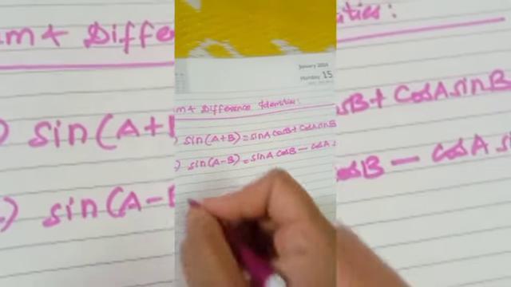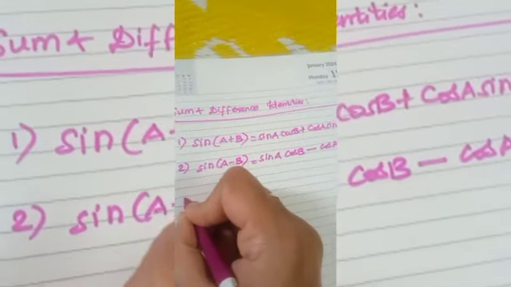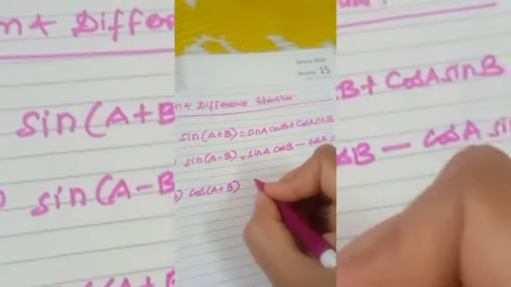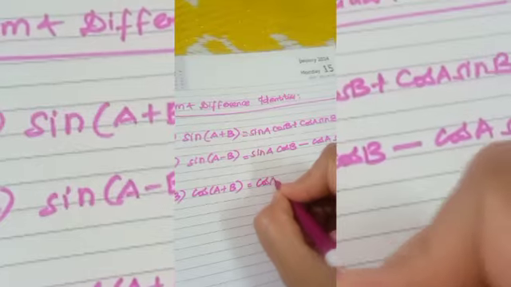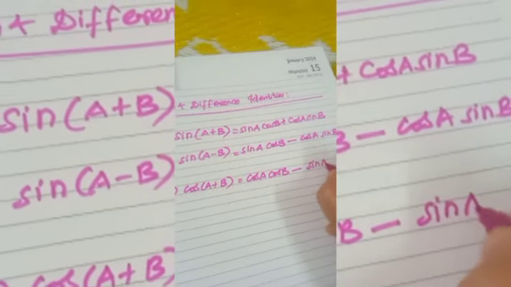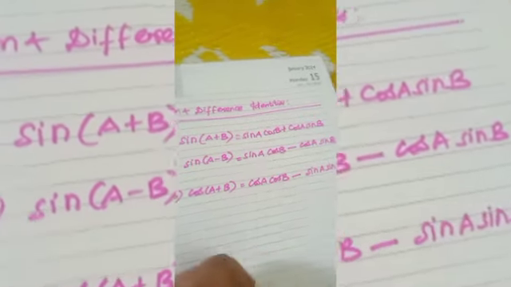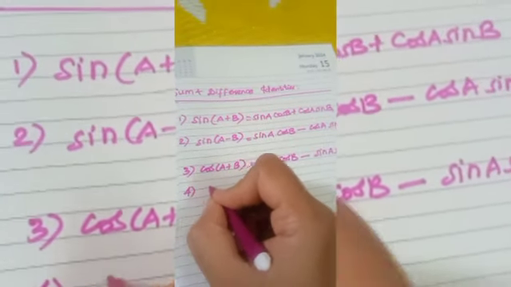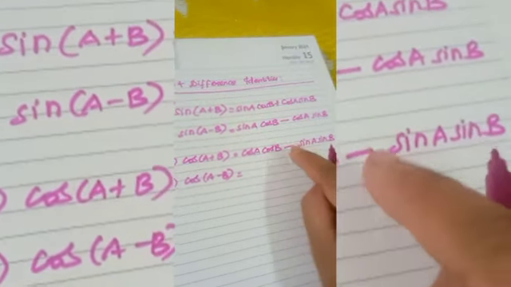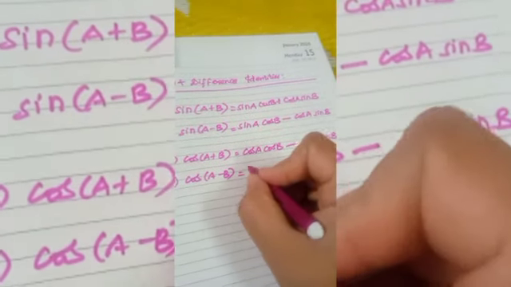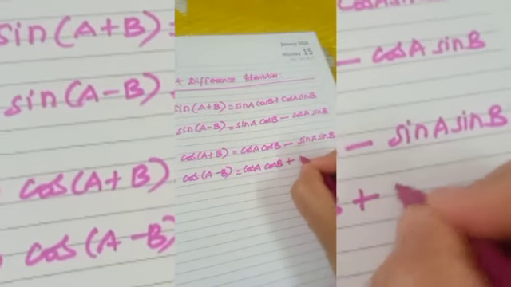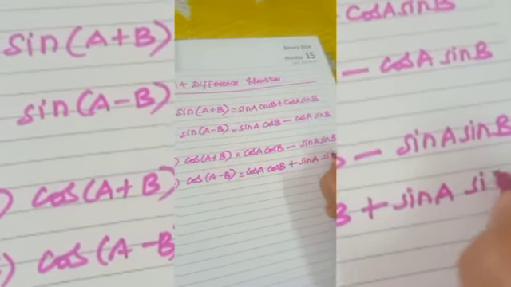Then we can move on to cosine. Cos of a plus b is equal to cos a cos b minus sin a sin b. If you want the difference of the cosine function, cos of a minus b is equal to, just change the symbol, so you will get cos a cos b plus sin a sin b.